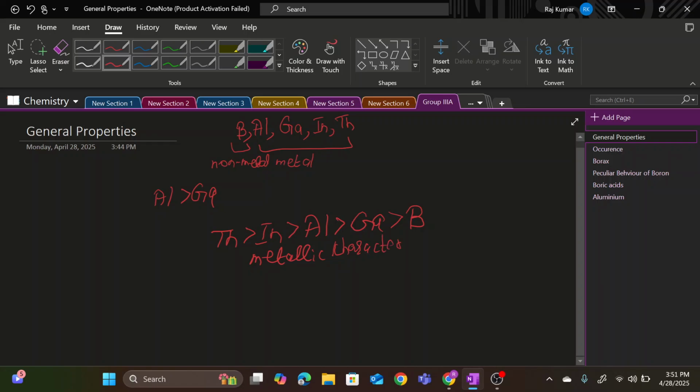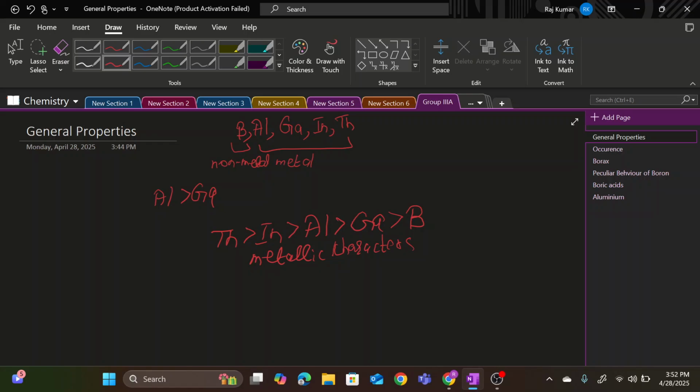Now, why does this happen? This happens because aluminum is having d electrons in its valence shell, which have a poor shielding effect. As a result, it increases the atomic size of aluminum, due to which the metallic characteristics of aluminum are ultimately increased, and that is greater than gallium, which comes out as an exception.